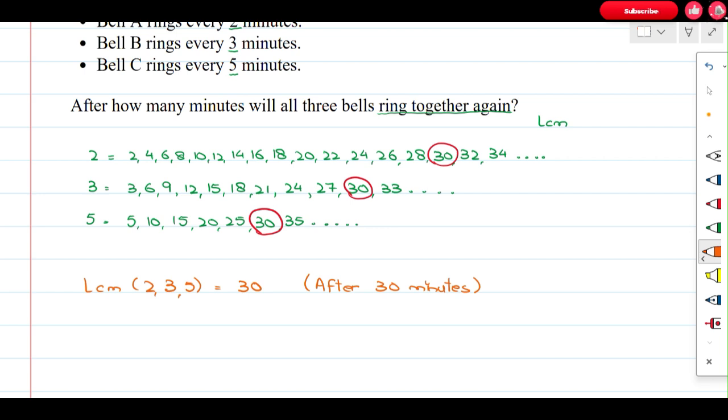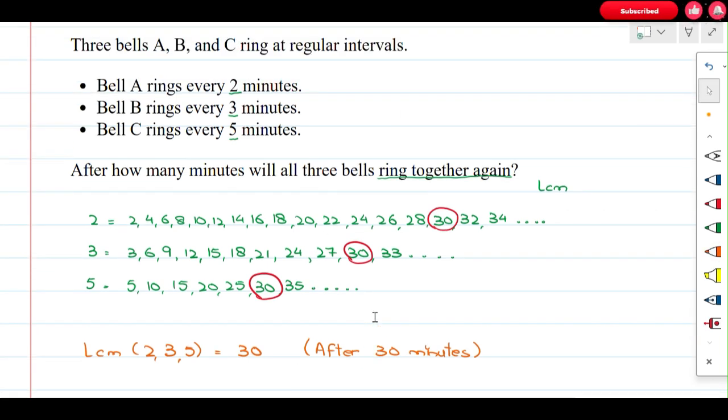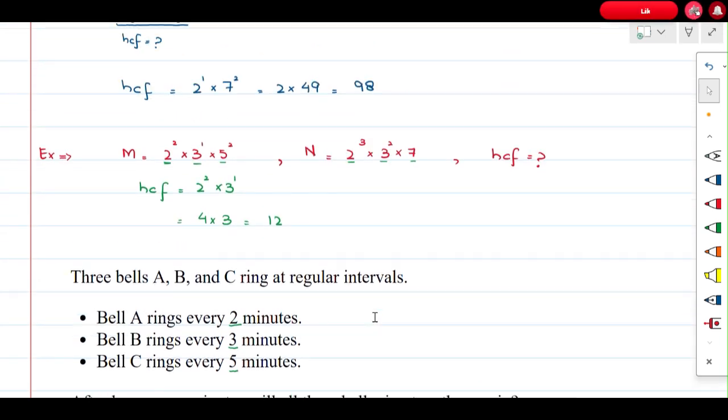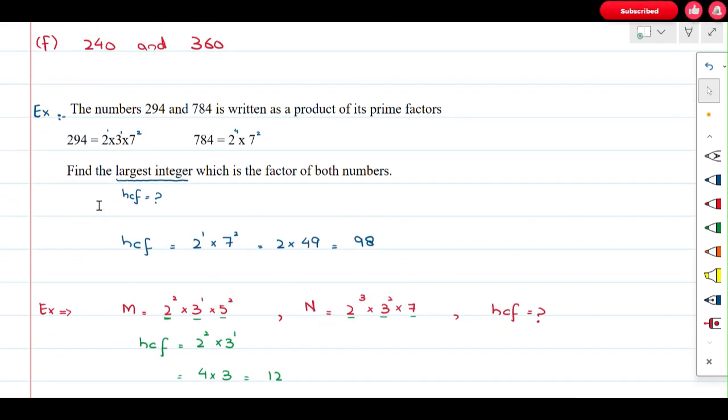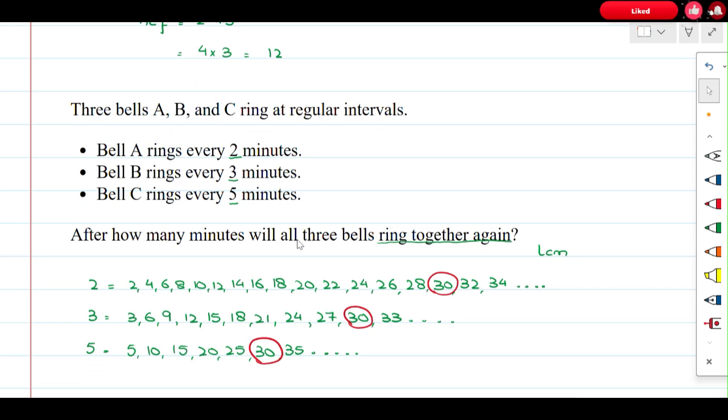I hope you understand how to figure out the LCM and HCF manually, and how to handle such word problems. For HCF, they clearly mention the highest or the largest integer. And for LCM, you may be given train word problems, where the first train leaves the station at this time, the second train leaves the station at this time, so at what time do both trains leave the station together. In such questions you have to figure out the LCM.